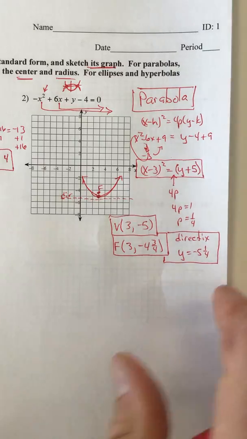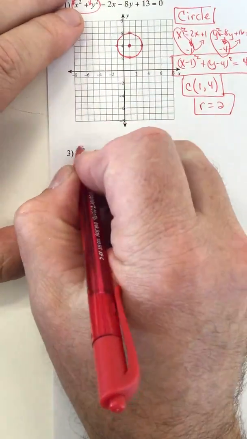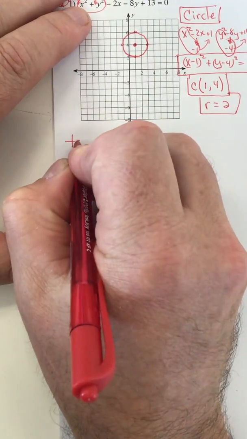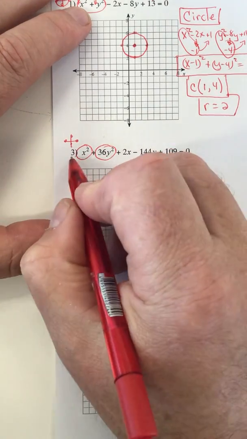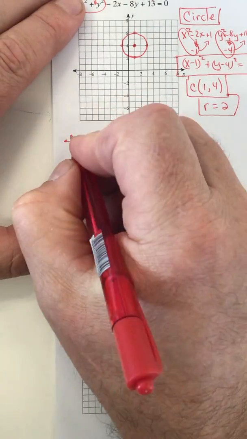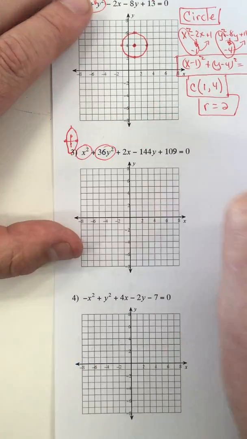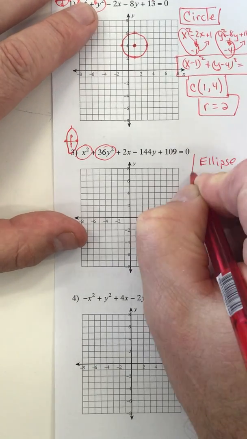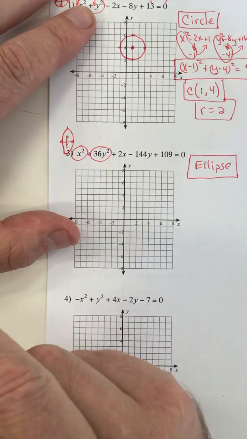Okay, that's number 2. Number 3, look at these two. They're both positive. That means it's going to cross the x and the y, so it's some kind of a circle. But now look at the stretches. The stretches are different, so it's either a super tall one. That means one of them got stretched more than the other. This is an ellipse. That's how you tell. You just look at the x squareds and the y squareds, and you can tell.